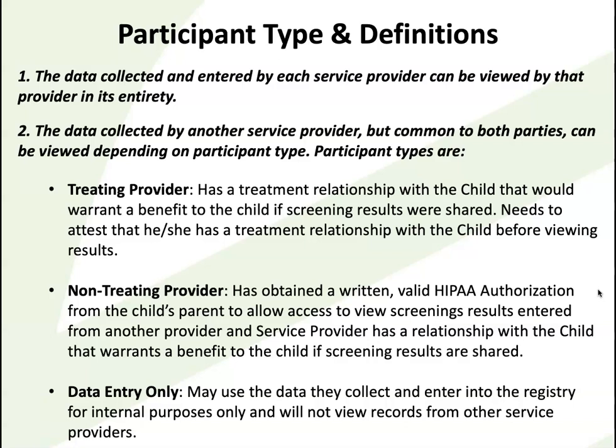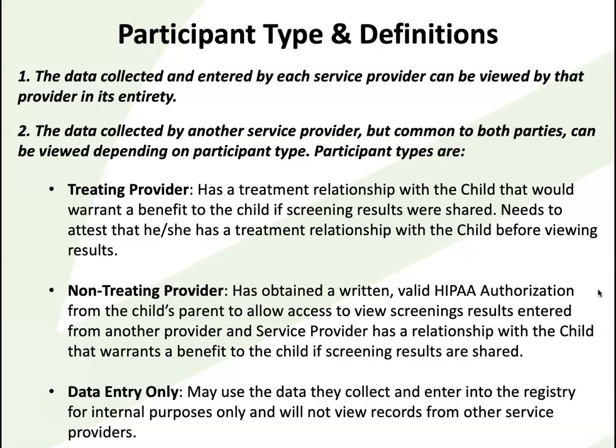More just as an FYI to know that there are other types of users, one being a non-treating provider. This essentially is all other types of users that are not direct treatment providers. They have to follow a different process to gain screening results that, for example, you have entered on a patient. So they do have to obtain a written valid HIPAA authorization form from a child's parent to allow access to view screening results. So they go through a different attestation process within the registry. Non-treating providers include school districts, community-based organizations such as home visitation programs, or any other entity that is conducting developmental screenings in Orange County that has signed on to be a participant in the registry.